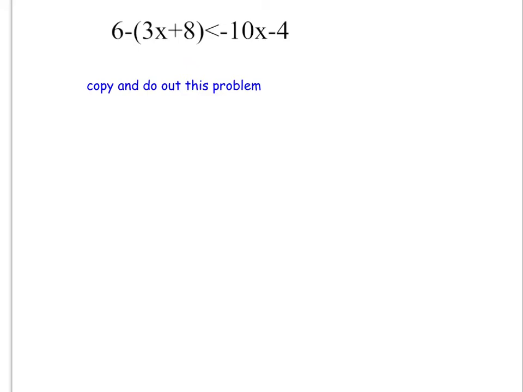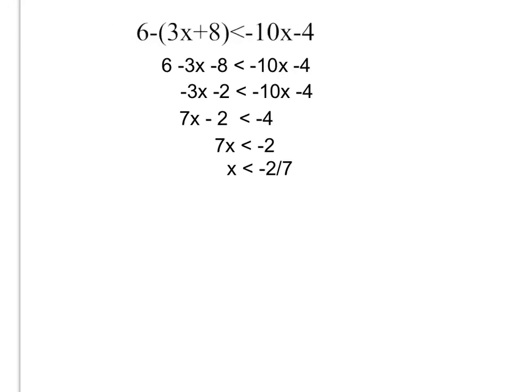So copy this problem in your notebook, hit pause on the video, and do the problem out. So this one I have already worked out, so if you didn't get x is less than -2/7, just check the steps. Did you distribute the negative? -3x minus 8. Then I combine like terms to get -2 on the left, 6 and -8. Then I added 10x to both sides.